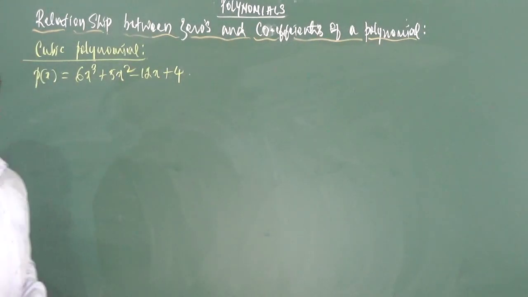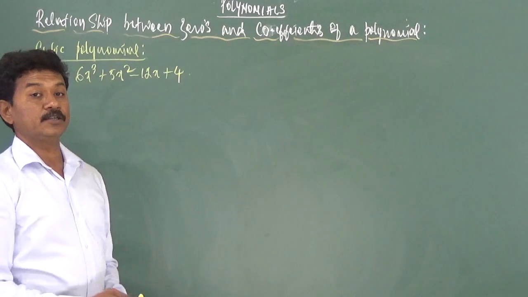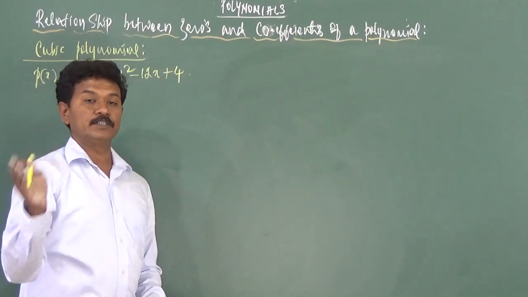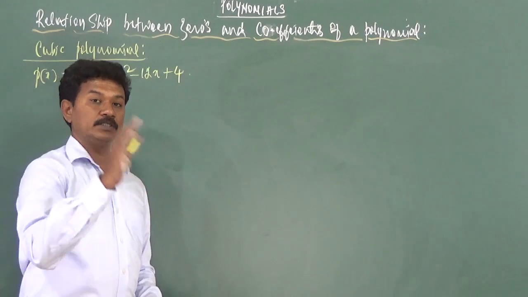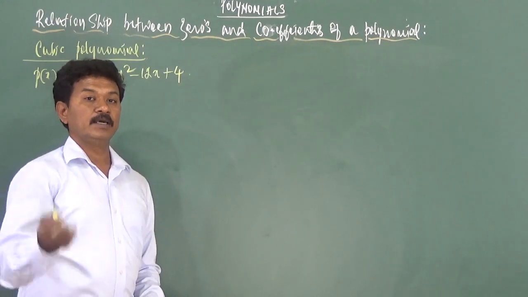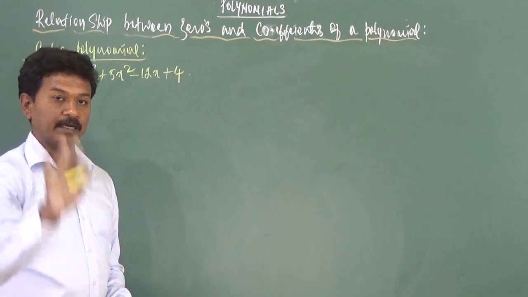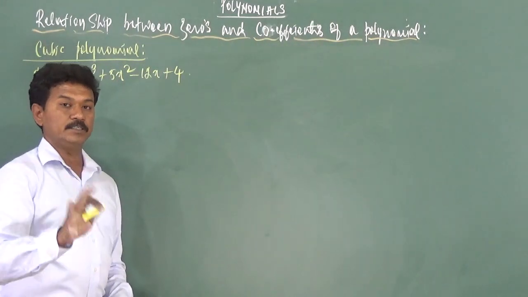A cubic polynomial, as we know, has at most 3 zeros. It can also have 2 zeros, then one of the zeros is imaginary. If it has 1 zero, then 2 zeros are imaginary. If it has no zeros, then all the 3 zeros are imaginary. So totally it will have 3 zeros.